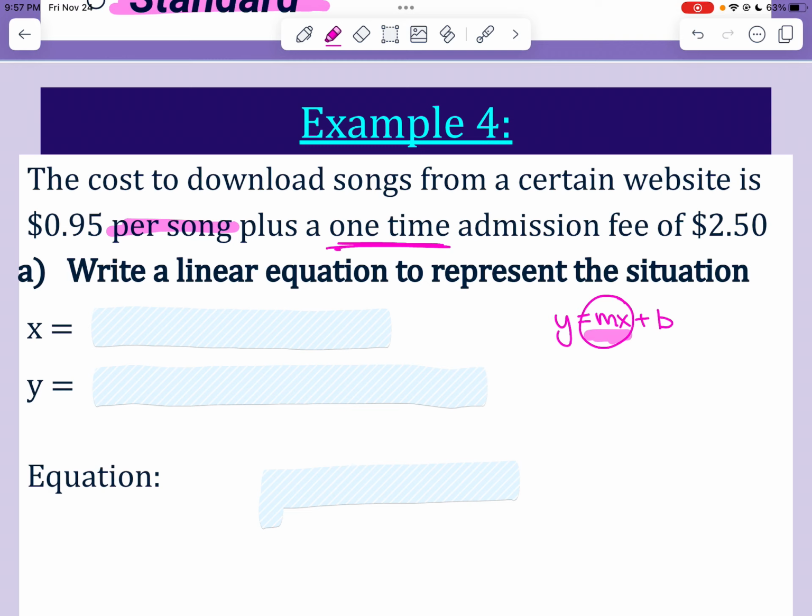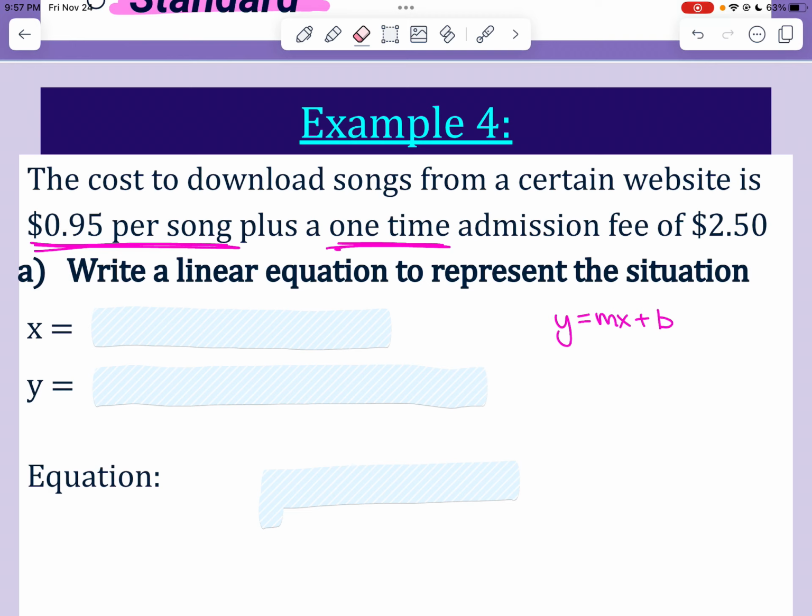Then the one-time fee doesn't happen over and over again. It just happens once. So we don't need a variable with that value. We just need that value. So that's like our y-intercept, a one-time adding or subtracting of some value. That's how I know that it's in this form.